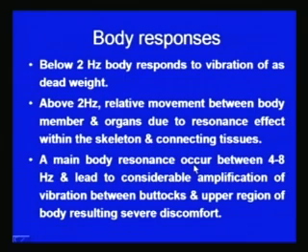The main body resonance occurs between 4 to 8 hertz and leads to considerable amplification of the vibrations between the buttocks and the upper region of the body, resulting in severe discomfort. So, in general, 4 to 8 hertz is supposed to cause more discomfort to the operator during the operation. So, this is the level of vibration which is to be taken care of very carefully to avoid the adverse effects of vibrations on the human body.